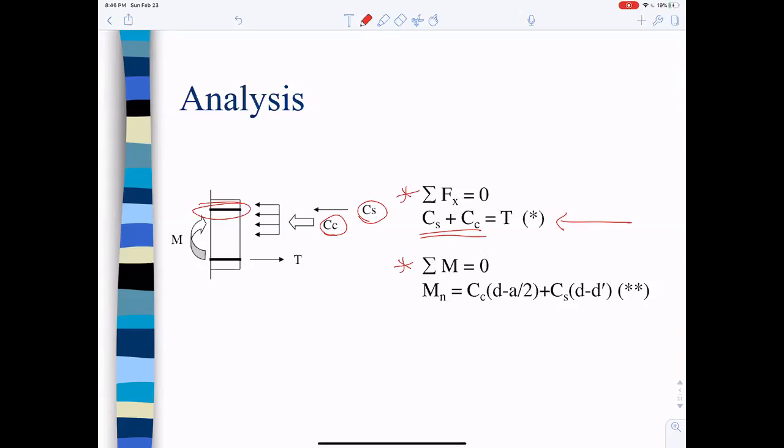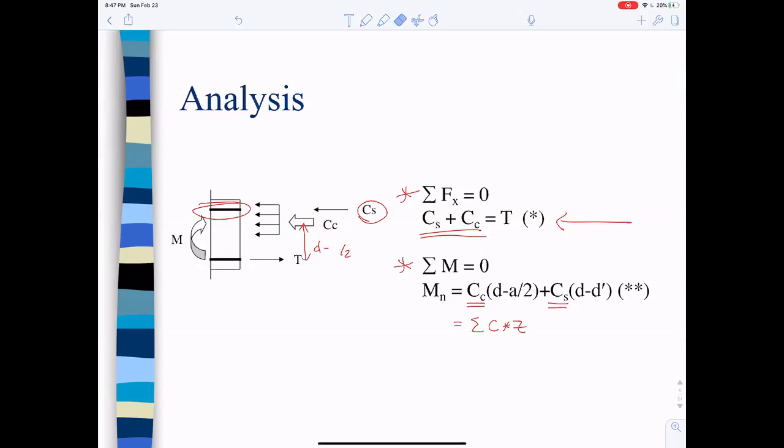Because there are two compressive forces, M is T times Z, but we would have to find the centroid of those two compression forces. So what I'm going to do is M equals C times Z. So M equals the sum of C times Z. You have the C of the concrete, and its distance from the tensile force is still d minus a over 2, like before.